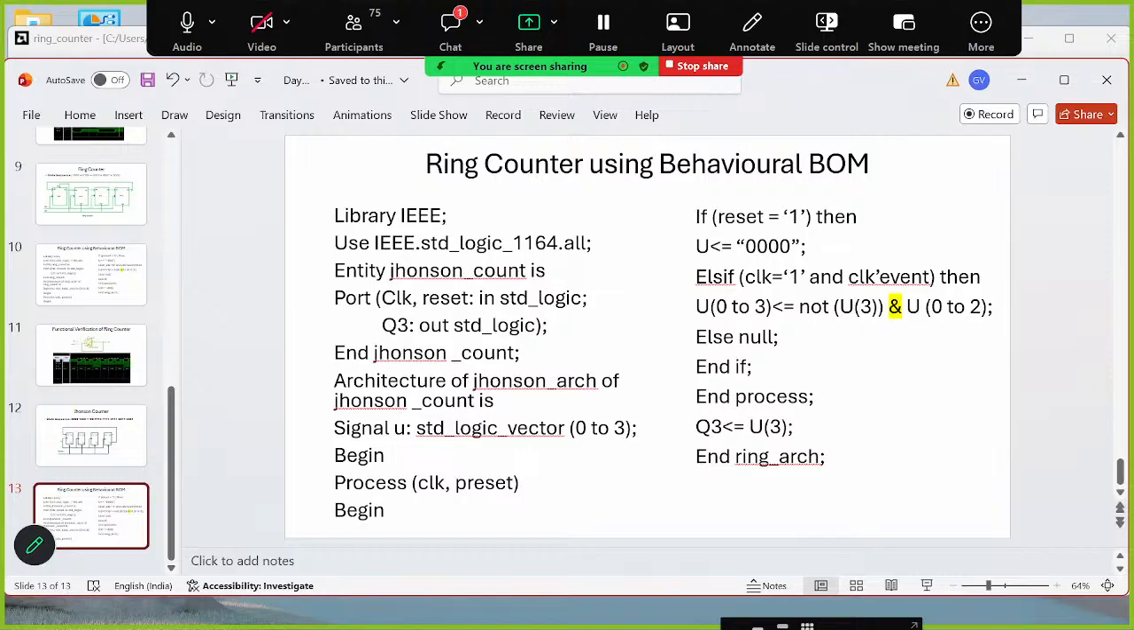It will keep on doing this part every time for you. And finally you will get the Q3 output from here, from U3. Okay, and intermediately you can see the output from this side. So you will try to run this program by yourself.